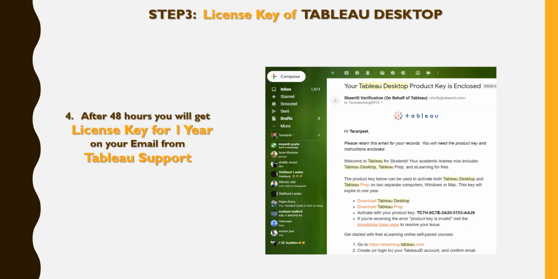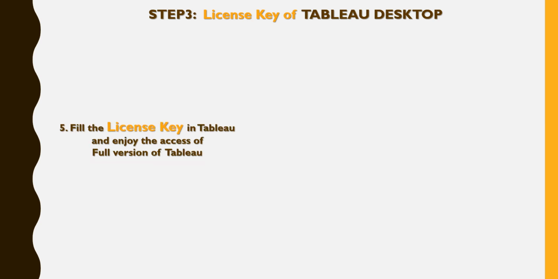Once you have uploaded your college ID card, within 48 hours of uploading, you will get an email from the Tableau team, and in that email you will get a key that is mentioned with the activate with product key, and this key will work for exactly 1 year from the time you get the email. So it means if you get the email today, then for the next year on the same date your license will expire. So this is for 1 year only.